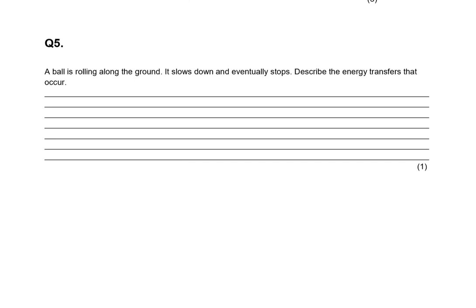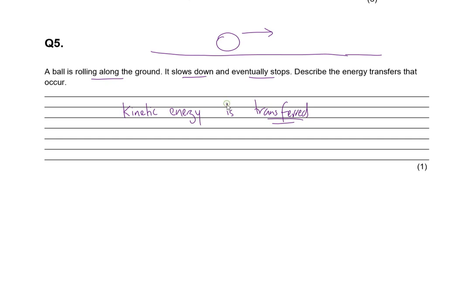Now here the ball is rolling along the ground, it slows down and eventually comes to a stop. So here's the ground, okay, so it's rolling around on the ground, and then it comes to a stop. Now what happened is, since it's rolling, it's going to have kinetic energy, so therefore kinetic energy is transferred. Again, the word that we need to see is transferred, because the question says describe, yeah? So we need to write the word transferred.